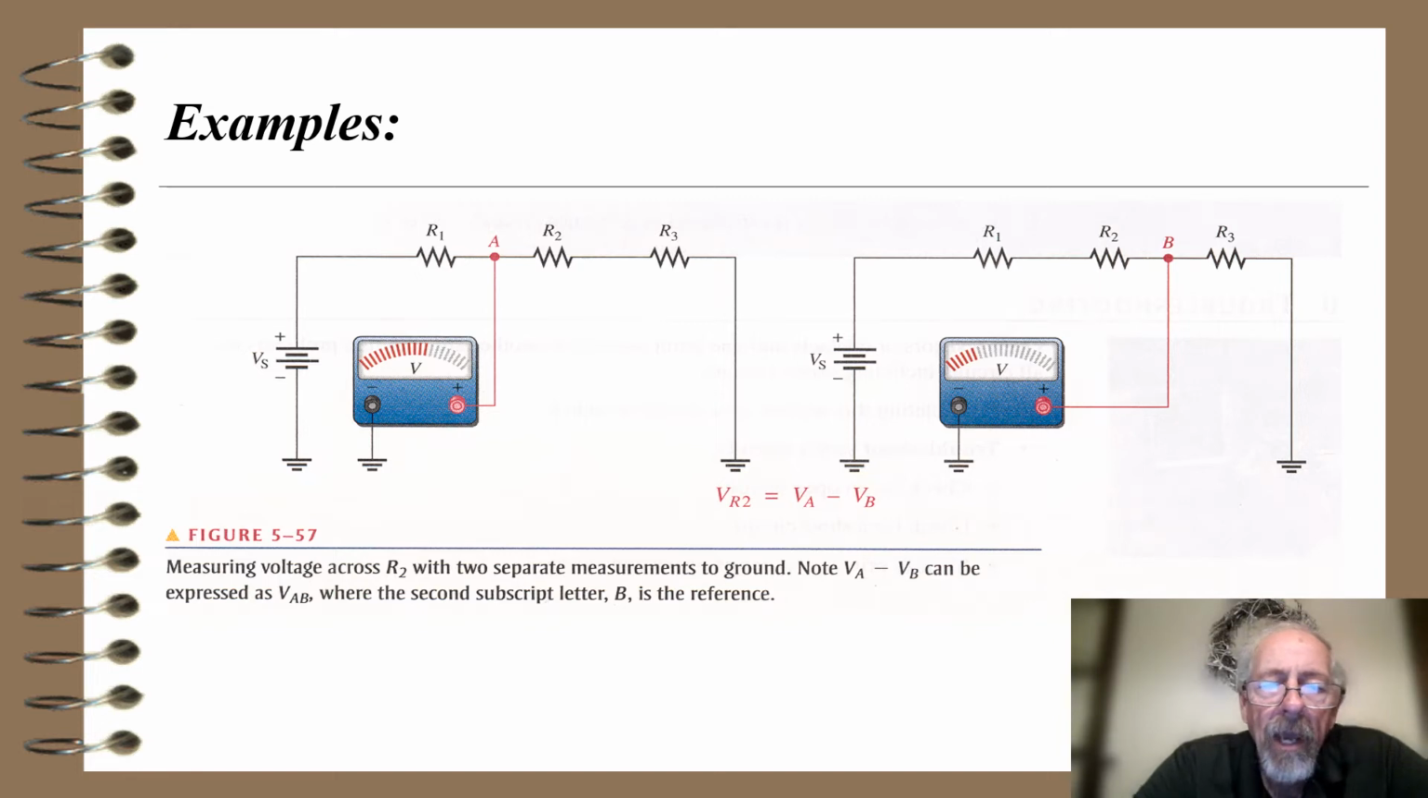So let's just say at point A we measured 10, and at point B we measured 5. So the difference between 10 and 5 is 5 volts. And again, the polarity across R2 would be the left-hand side is closest to the plus input of the battery or source. Therefore, the left side of R2 is plus, and the right side is negative.